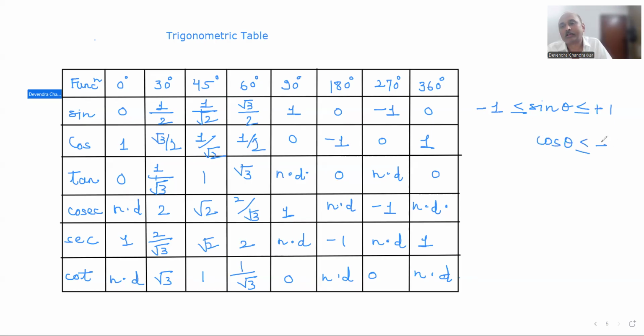Cos theta also lies between 1 and minus 1. Okay? Always remember this. Please note it.